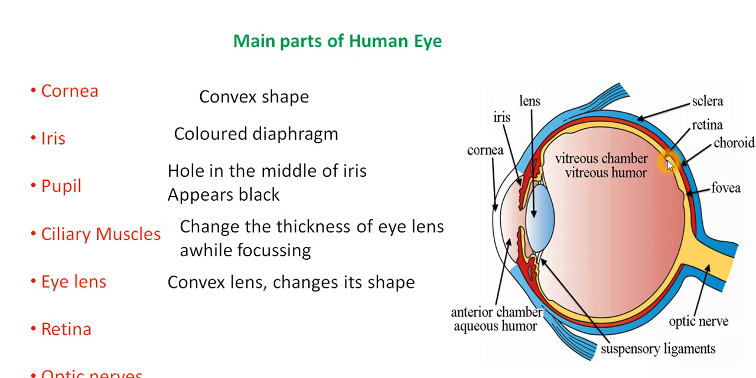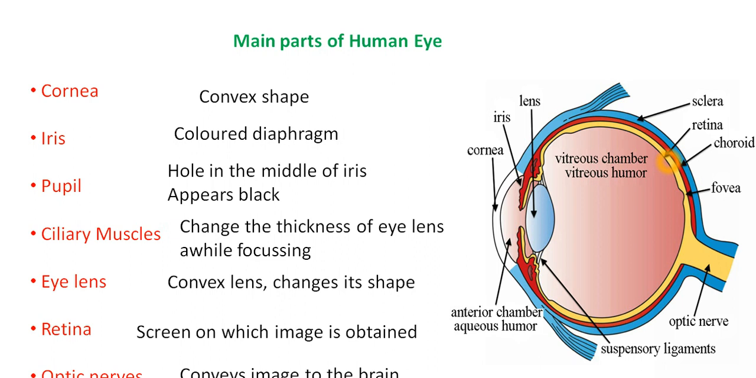Now the next important part, that is the screen on which image is formed. Just behind the eye lens, at the back part of the eye, is a screen called retina. This is just like the film in a camera, and the retina is a delicate membrane having a large number of light sensitive cells called rods and cones, which respond to intensity of light and color of objects. Whenever light rays are focused there, an image is formed, and these light sensitive cells generate electrical signals, and these signals are sent to the brain by the optic nerves, which are connected to the brain. So optic nerves convey the image to the brain.